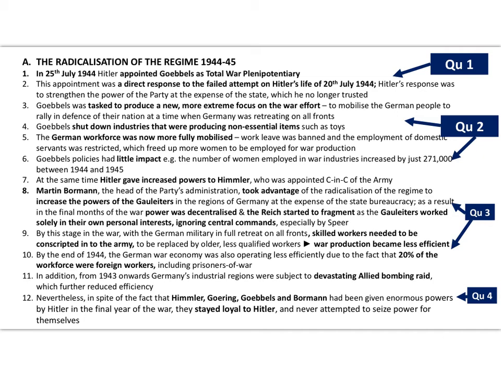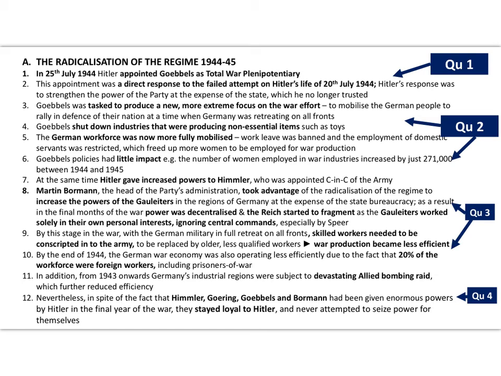At the same time, Hitler gave increased powers to Himmler. Himmler was appointed commander-in-chief of the army for this final phase of the war. And back on the home front, Martin Bormann, the head of the party's administration, took advantage of this final phase of radicalisation, where the party was being allowed to take over the state, to increase the powers of the Gauleiters.